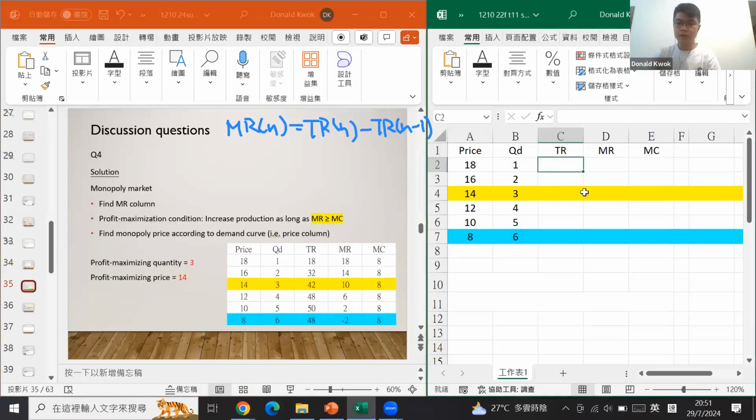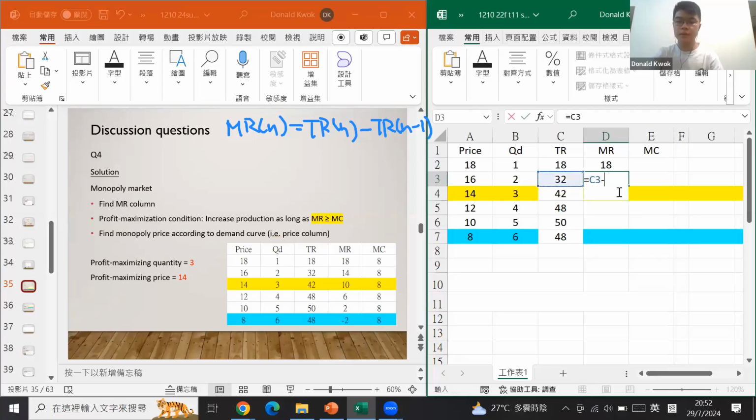Total revenue is the price multiplied by the quantity, right? So for the first unit, 18 times 1. Since this logic applies to other units, we can just pull down, or use the shortcut key, Control plus D, fill down, to obtain the whole total revenue column. And for marginal revenue, for the first unit, it's simply 18. For the second unit onwards, it is the current total revenue minus the previous one. The marginal revenue of the second unit equals total revenue of 2 units minus total revenue of 1 unit. And we can obtain the whole marginal revenue column by pulling down.